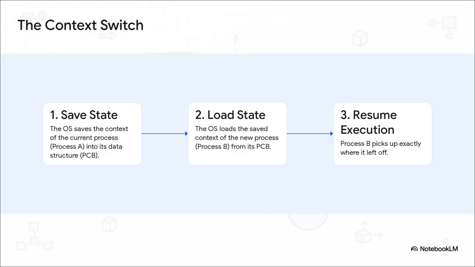Here's the play-by-play. It happens in 3 steps. First, the OS saves a perfect snapshot of whatever the current process is doing into its little ID card, its process control block, or PCB. Second, it pulls up the ID card for the new process and loads its saved snapshot. And finally, the new process just picks up and resumes running exactly where it left off. And this whole thing happens thousands of times a second, completely invisible to us.